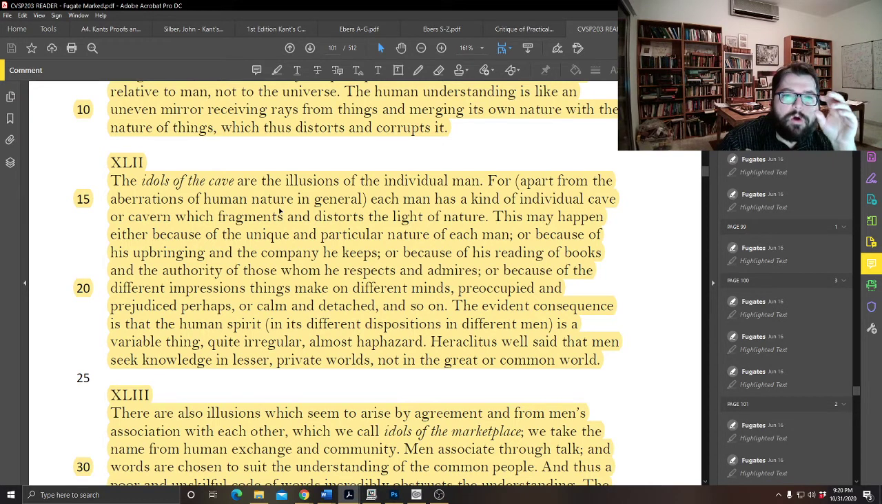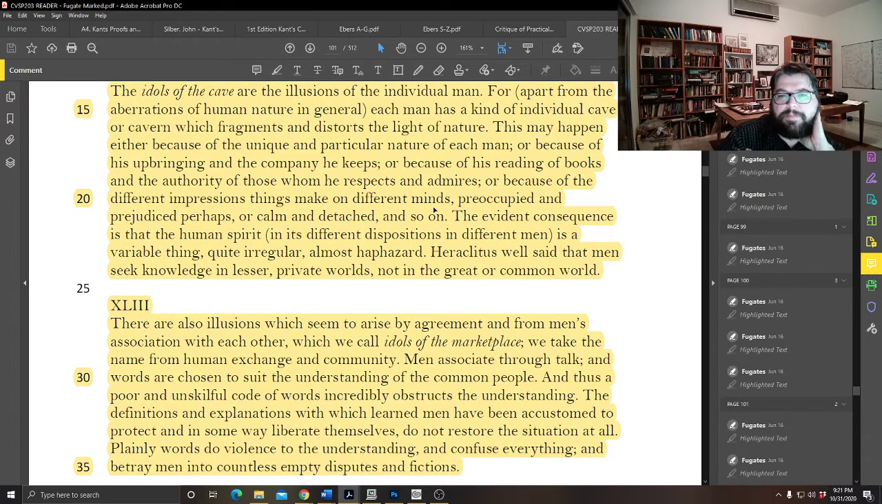So the cave is your own private self. For each man has a kind of individual cave or cavern which fragments and distorts the light of nature. This may happen either because of a unique and particular nature of each man, or because of his upbringing and the company he keeps, or because of his reading of books and the authority of those whom he respects and admires, or because of the different impressions things make on different minds, preoccupied and prejudiced perhaps, or calm and detached, and so on. It's about someone might be prejudiced and preoccupied, others are calm and detached, right? It's our own individual characters.